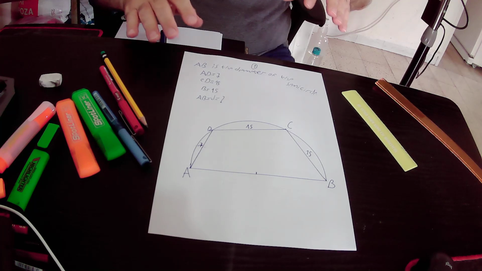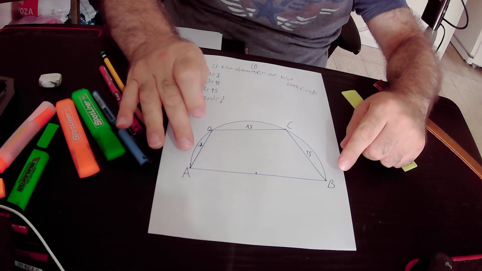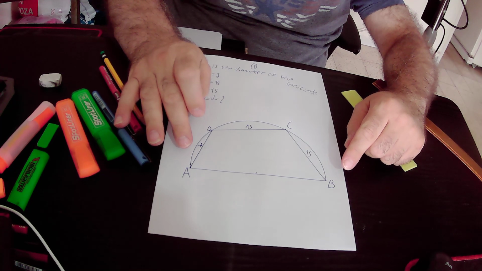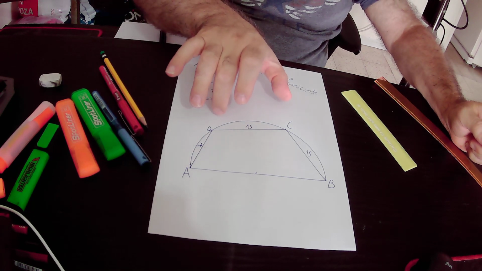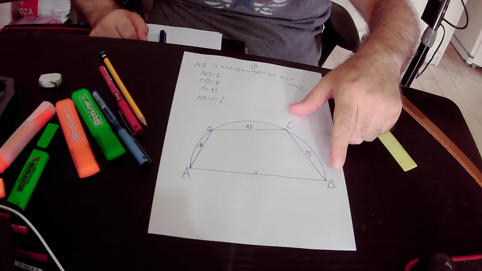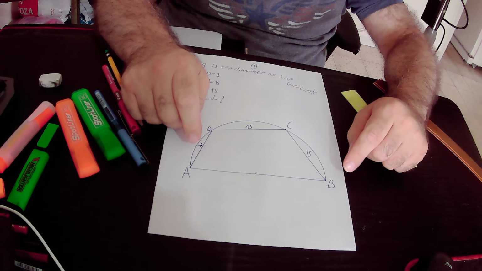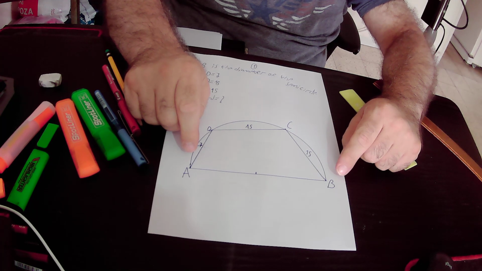Hello, in this lecture we will find the diameter of the semicircle. In the drawing we have a semicircle. We know that AB is the diameter of this semicircle, and we know that AD equals 7 units, DC equals 15 units, and CB equals 15 units, and we want to find out the size of the diameter of this semicircle, that is actually AB.